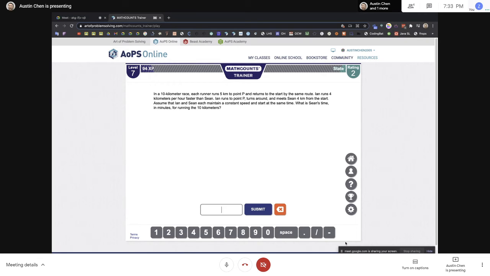He got a 2 kilometer lead. Yes. So he runs 6 kilometers in 30 minutes. So then he runs 12 in 1 hour. So if he runs 12 in 1 hour, then Sean runs 8 in 1 hour. So then Sean's time should be 10/8, which will be 5/4 hours. So then it's 5 times 15, which is 75.